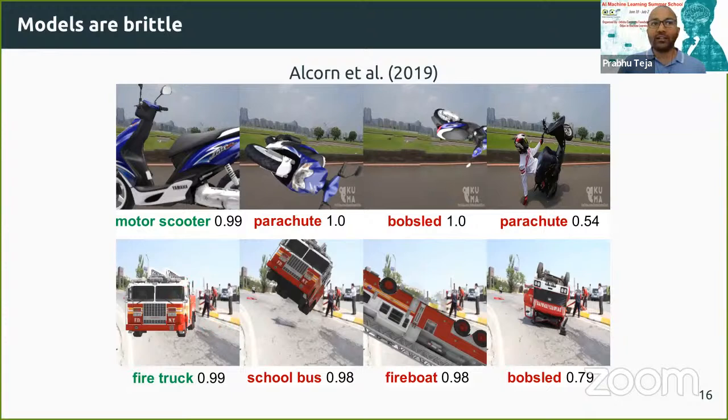Similarly, take a fire truck, place it normally on the road, it's called a fire truck with a 99% probability. If it is flying for some reason, it is called a school bus. If it is inverted, it's called a fire boat. And if they put an actual crashed truck, it's called a bobsled. You see that while the network has done phenomenally well in recognizing in the first instance that something is a motor scooter or a fire truck, it fails pretty phenomenally after that as well.